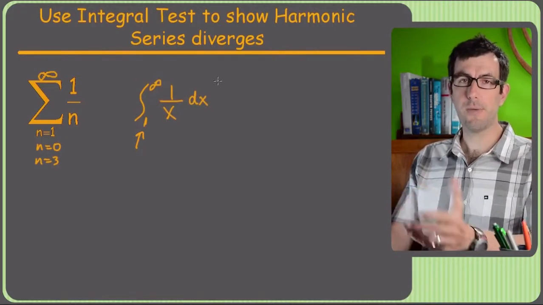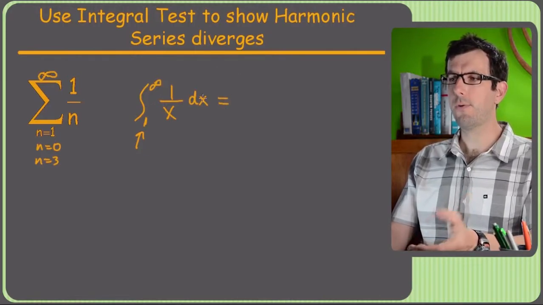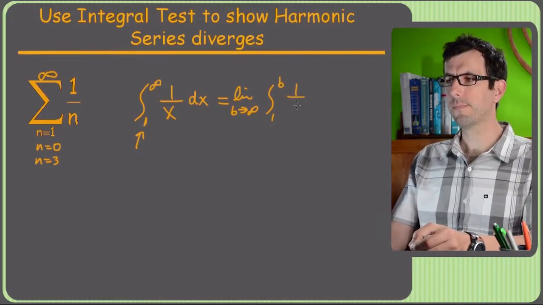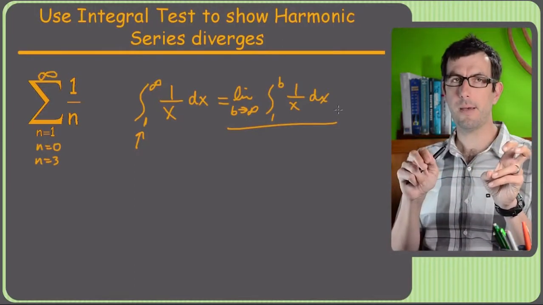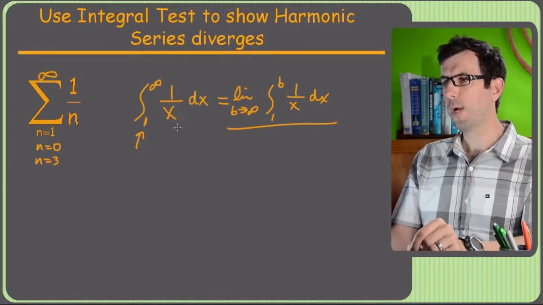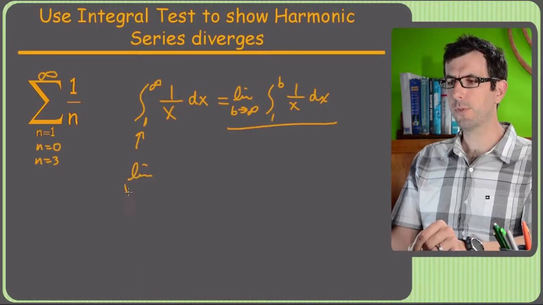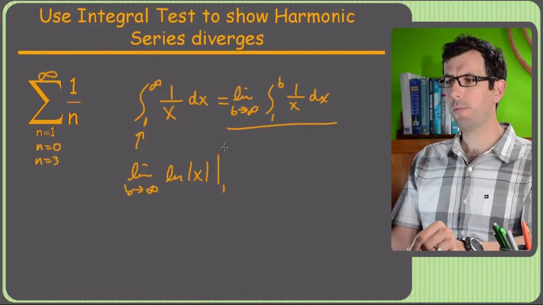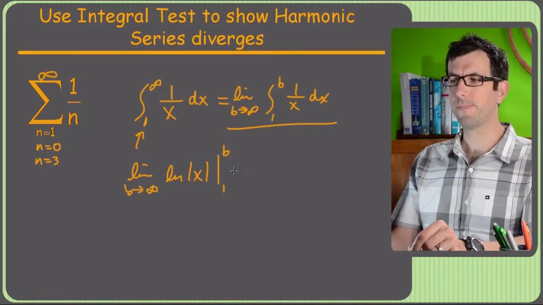At this point it's a very straightforward looking integral, except of course we've got that infinity up there, so that's why we invent a letter b that's going to approach infinity for us, so we can keep our hands clean. The integral from 1 to b of 1 over x dx. Now this is the improper integral that we're actually going to execute. We'll keep the limit as b approaches infinity out front. 1 over x dx integrates to ln of x, absolute value, from 1 to b. We're going to plug in 1 and b.